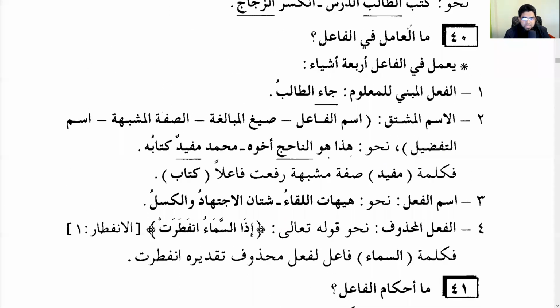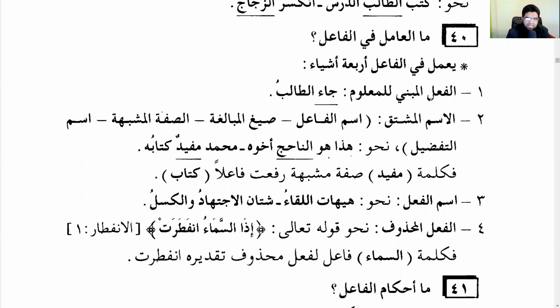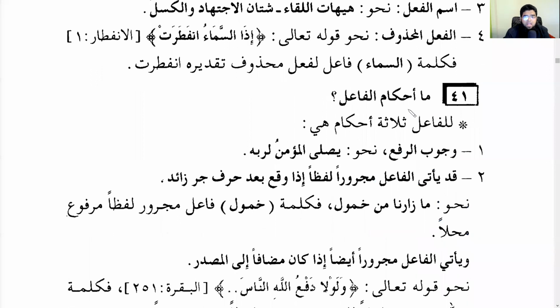Remember, this is something advanced. We just learned that okay, a fa'il, this is fine. But this doesn't come in Madina books. Ismul fa'il and al-fa'il al-mahdhuf also. So these three things are something additional we are learning. So four things are the amil, amil fil fa'il. But if you just remember the fa'il, this is fine because these are rare anyways. Al-ismul mushtaq and ismul fa'il and al-fa'ilul mahdhuf. These are rare anyways. ما أحكام الفاعل?